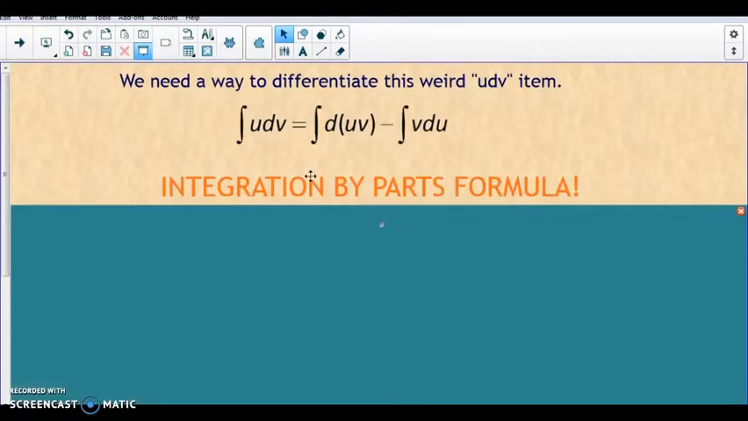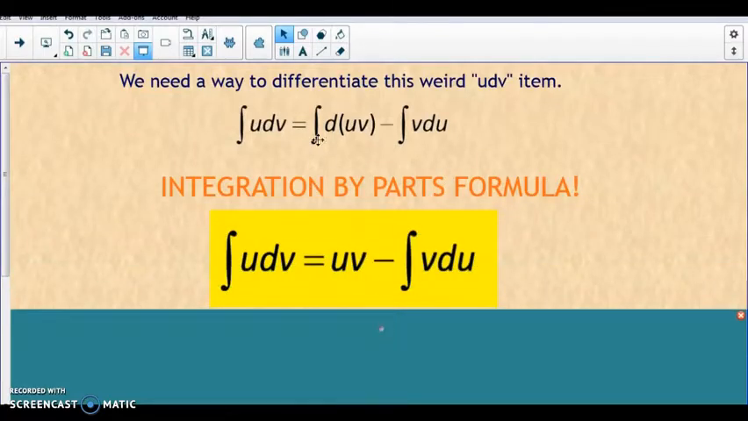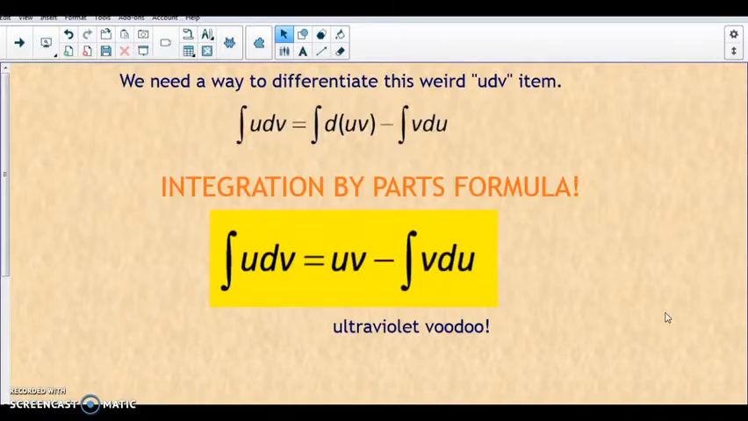So we want a way to integrate this kind of weird u dv thing, and it's actually right here in this problem. I just have to simplify it. And this is called integration by parts. So you have two things multiplied together, u times dv, and notice that this integral right here is the integral of this derivative. So the integral and the derivative cancel each other out. They're inverses of each other, and you're left with this integral of v du. When I was in college, I learned this as ultraviolet voodoo, u times v minus v du. Whatever you can do to help you remember the formula that works for you, great.